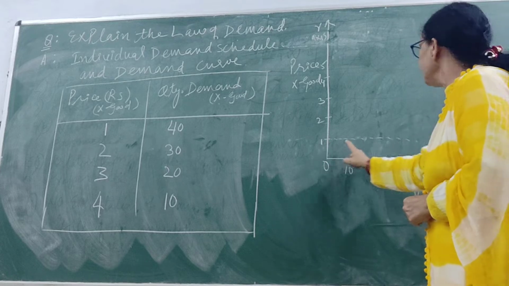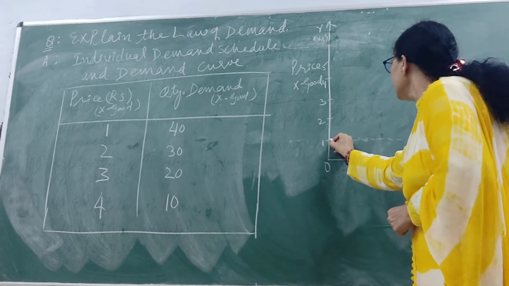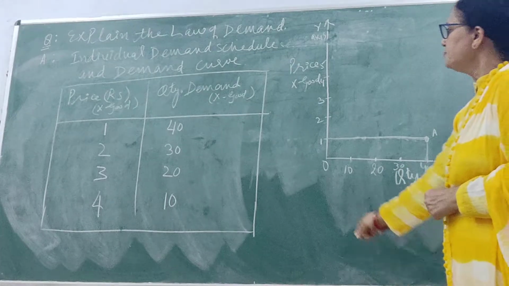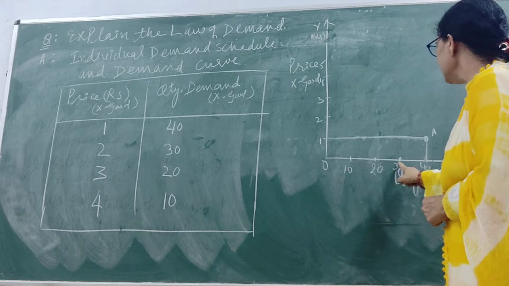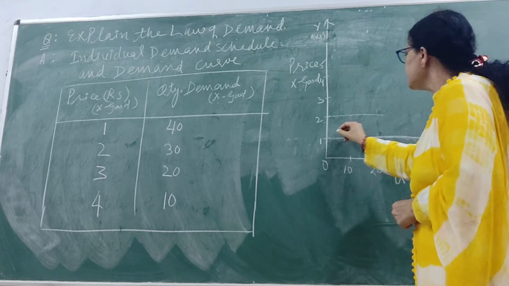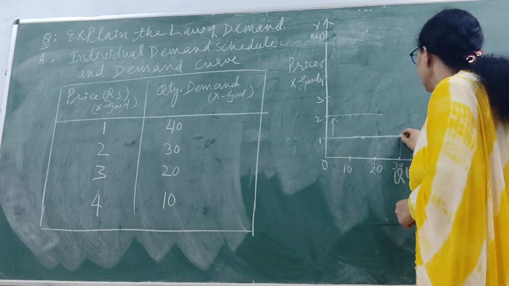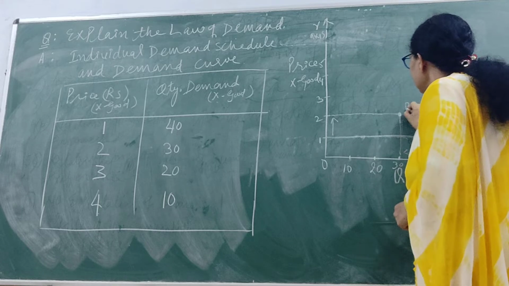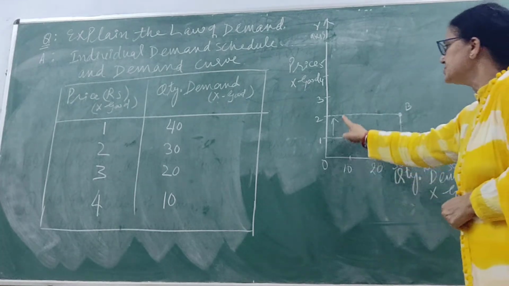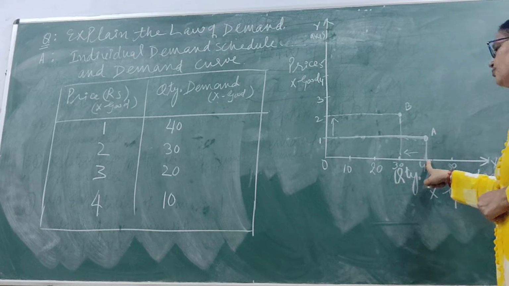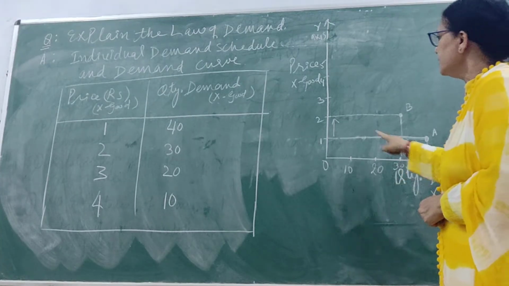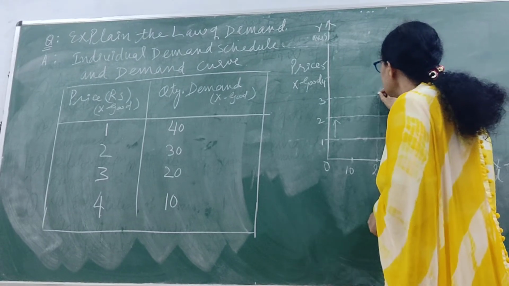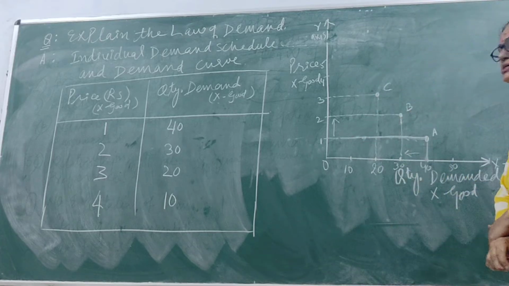Okay? When the price is ₹1, the demand is 40. So you can highlight this. So you get point A here. When the price increases to 2, the demand is 30. When the price increases, the price बढ़ रहा है, you will see, and the demand is falling. So we get the point B. Price rises from 1 to 2 and demand falls from 40 to 30 units. When price further rises to 3, demand further falls to 20. So like this, you will plot and you get a new point C.